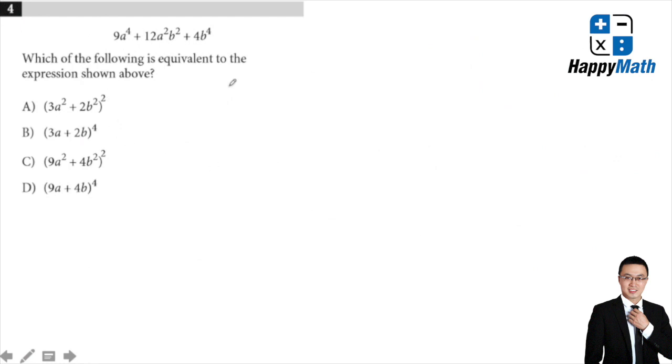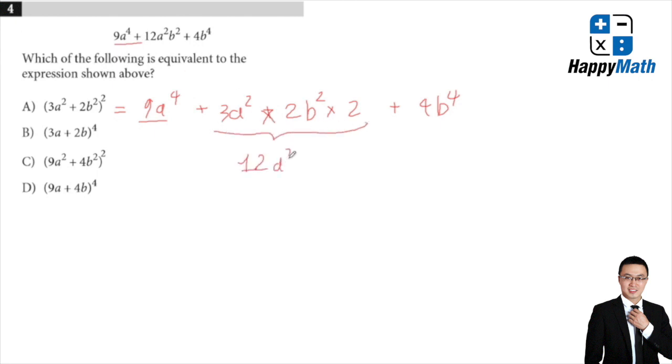Question 4: Algebra and the square of a sum for this question. From the question, I will get 9a squared plus 4, and then (3a + 2b) squared, plus 4b squared. So from the first question, I will get 12ab and b squared, just like the given information. Okay, so A is exactly equal to this expression, so I will choose A.